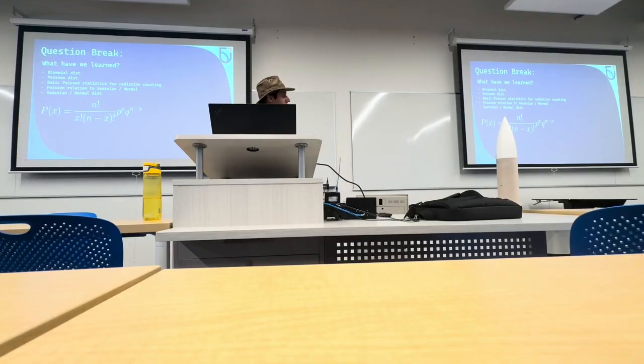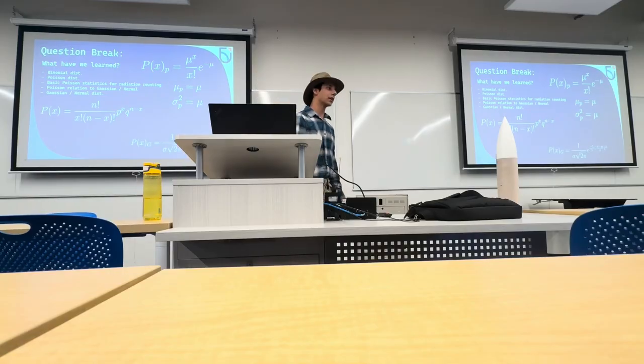So what have we learned? We've learned the binomial distribution. We've learned the Poisson distribution. We've learned some basic Poisson statistics that we can apply to radiation counting. And we've learned of the Poisson relation to the Gaussian vaguely and the Gaussian distribution.